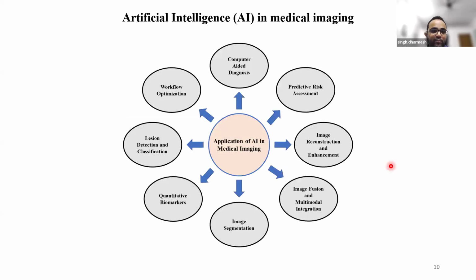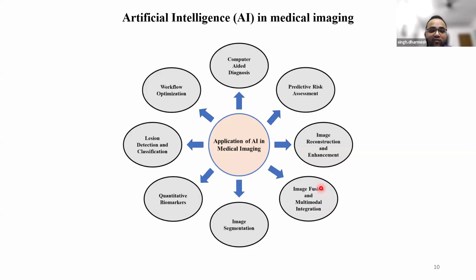So this is the application of AI in medical imaging. Now that we have discussed the challenges of conventional prostate MRI, let's move on to how AI is transforming medical imaging. First, we have computer-aided diagnostic tools, which is one application of AI in medical imaging. This system helps radiologists by highlighting suspicious lesions, reducing oversight and improving diagnostic confidence. Second, predictive risk assessment: AI models can analyze imaging features along with clinical data to predict which patients are more likely to have aggressive disease, supporting better treatment decisions.